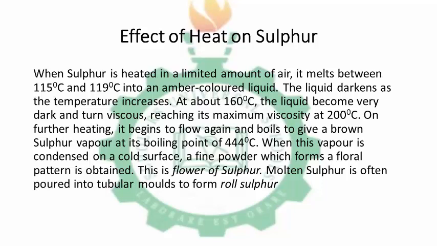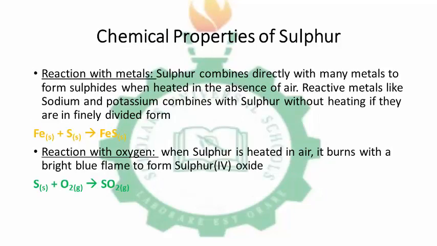Now when this vapour is condensed on a cold surface, a fine powder which forms a floral pattern is obtained. This floral pattern of sulphur is called flower of sulphur, from the word flora. When we talk about flora, we talk about flowers. Molten sulphur is often poured into tubular molds to form rolls of sulphur. You don't actually do that, but I want you to know the temperature at which sulphur begins to turn viscous and when it attains its maximum viscosity. That is very important. Now to the chemical properties of sulphur.